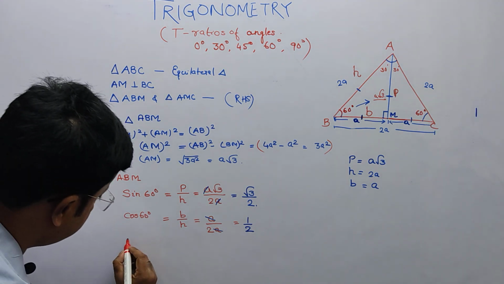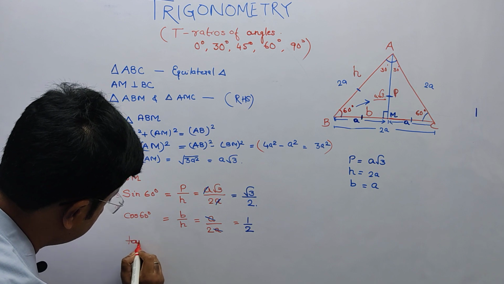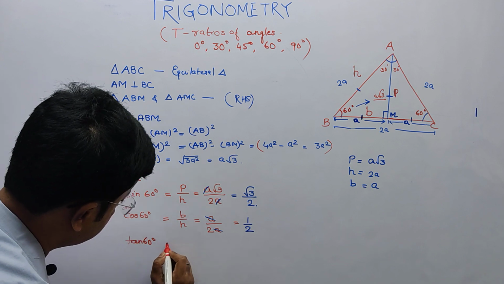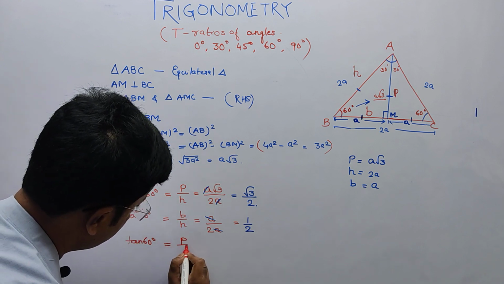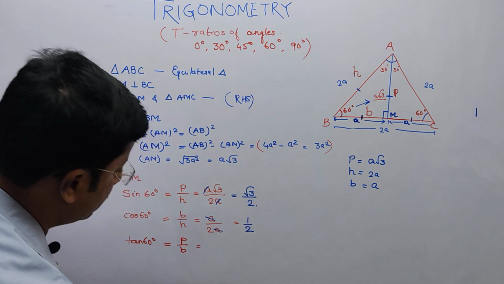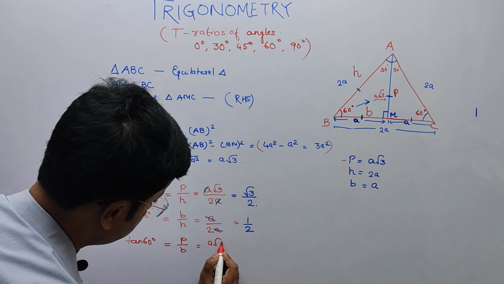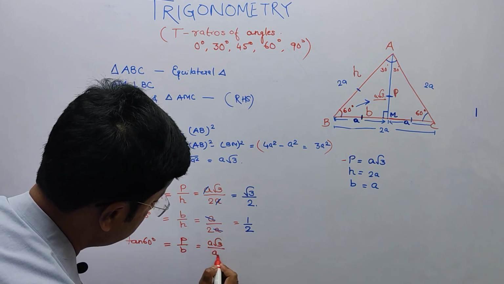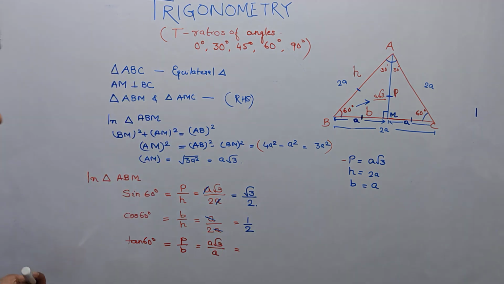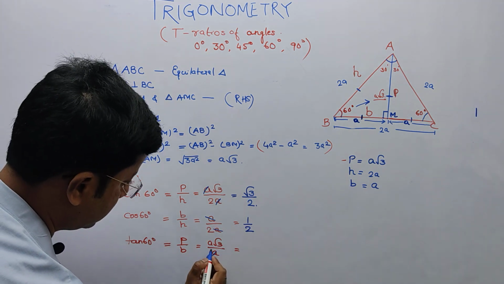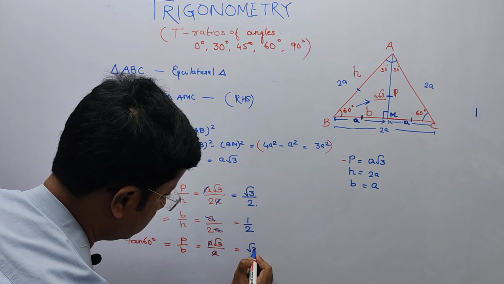Then the next is tan 60 degree. Tan 60 degree is perpendicular by base. What is the perpendicular here? A root 3. Base is how much? A. That comes out to be, a and a got cancelled, so that will be root 3.